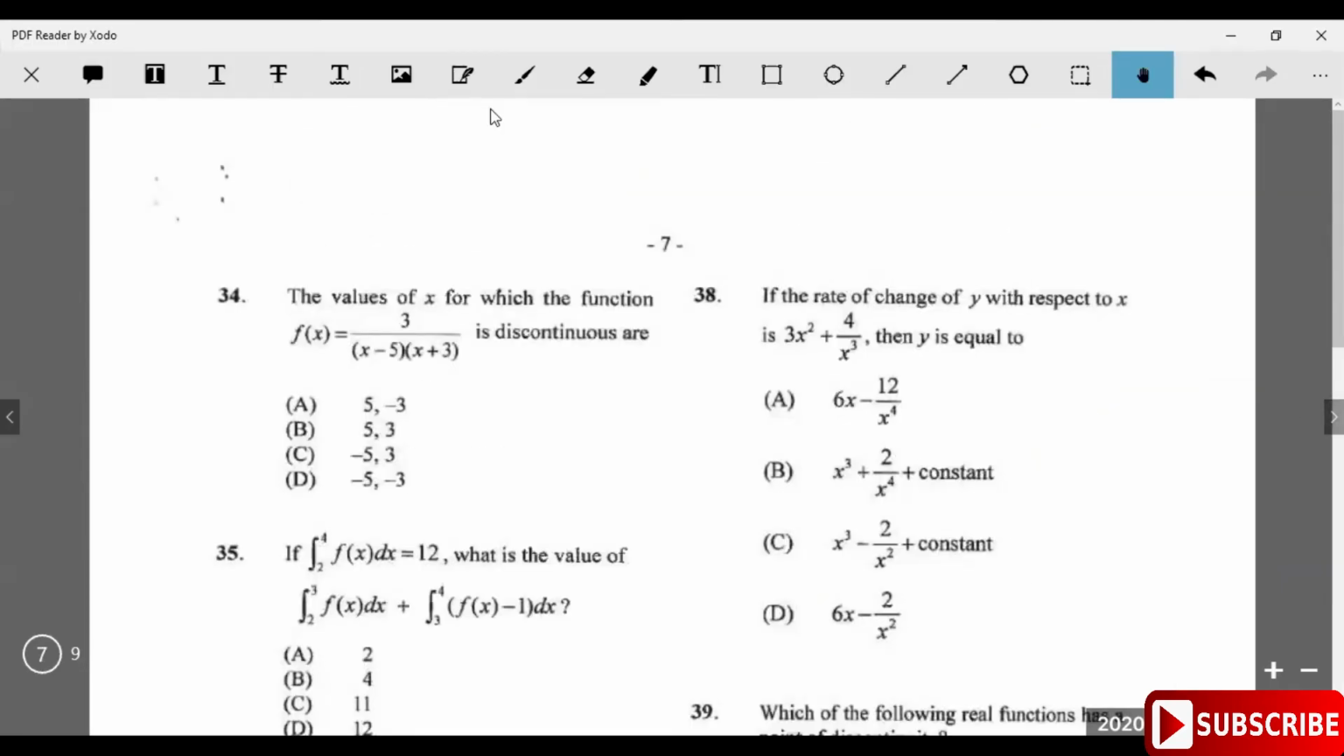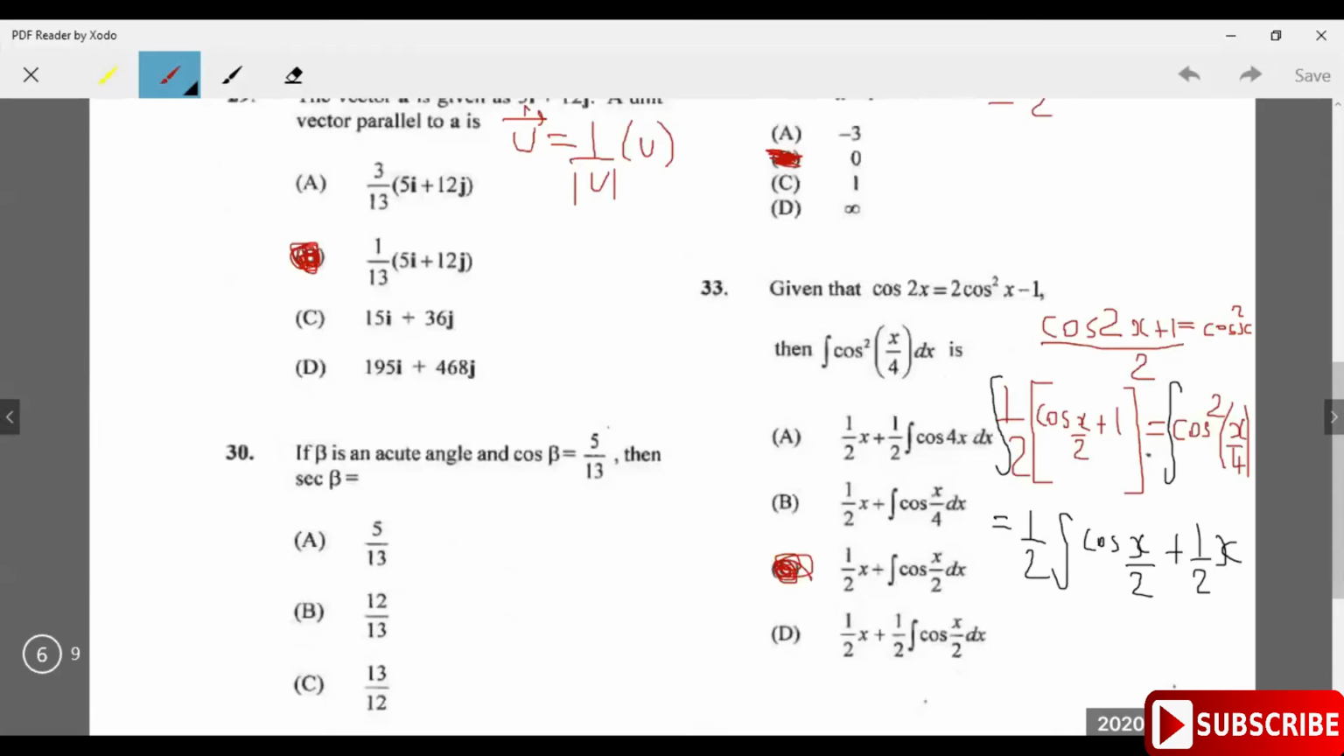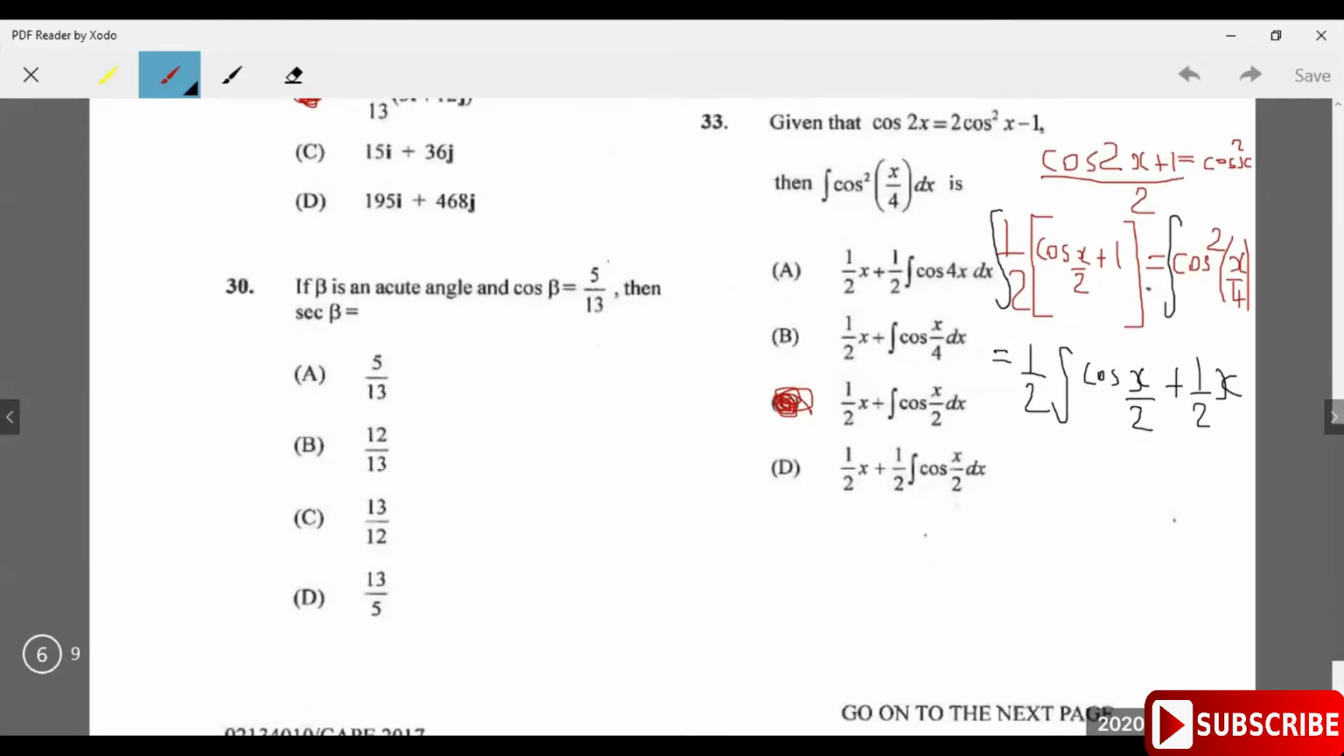All right. Question 34. Sorry, I missed 30. I missed which question? 30. Oh, question 30. Oh, I didn't see this question. So secant of beta is 1 over the cosine of beta. And so 1 over 5 over 13 is 13 over 5. So 13 over 5 looks like option D. That's option D.